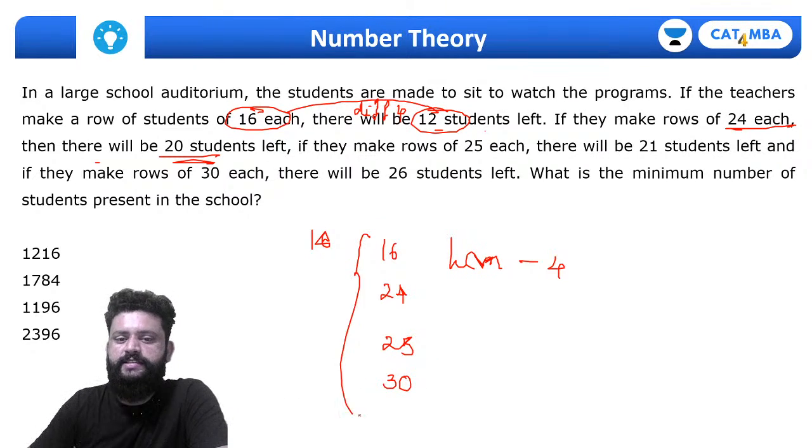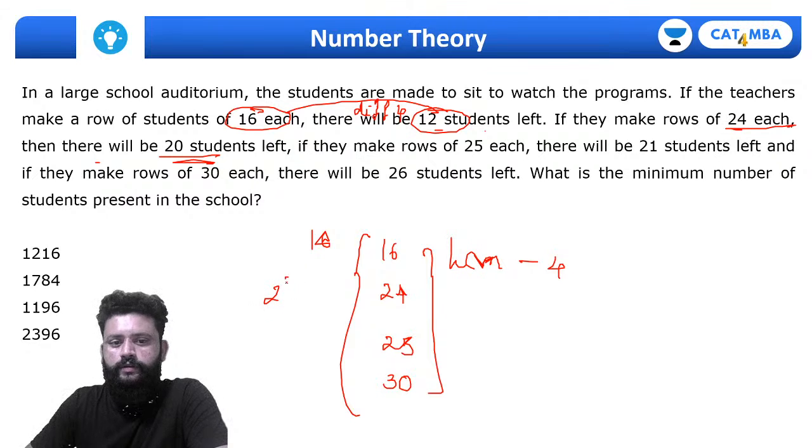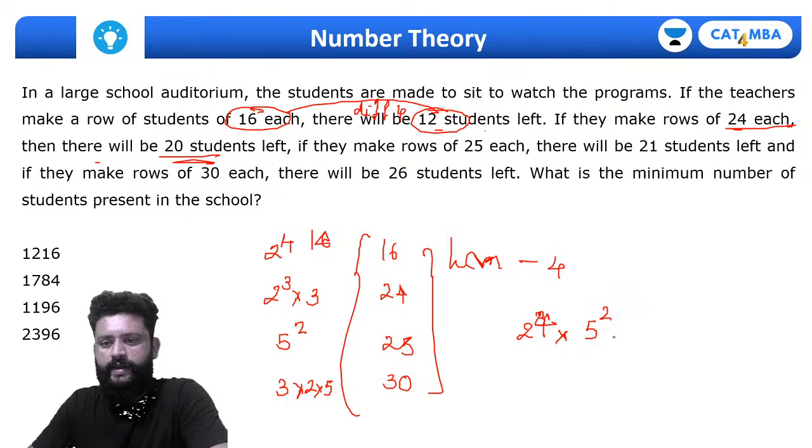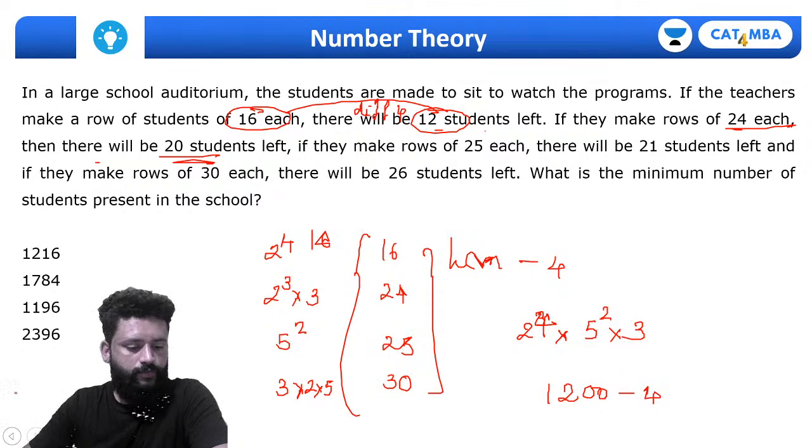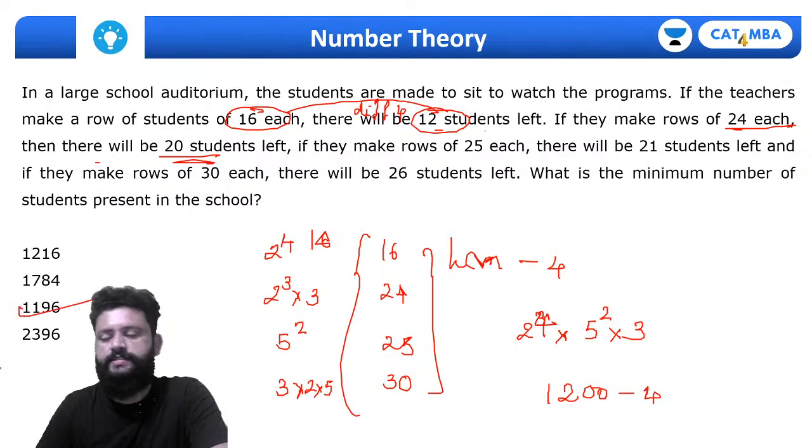LCM minus difference. So what will be the LCM? This is 2 cube into 3. This is 2 to the power 4. This is 5 square. This is 3 into 2 into 5. Nothing to do with this. That's perfectly fine. So 2 cube हमें लेना पड़ेगा. एक 3 लेना पड़ेगा बस इधर से भी ले सकते. 2 cube into 2 to the power 4 into 5 square into 3. 2 square into 3 is, that is 1200 minus 4. Right, so answer is 1196.